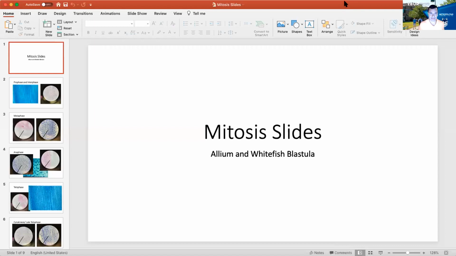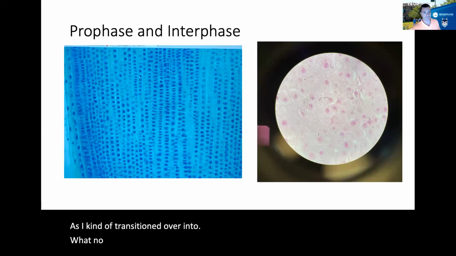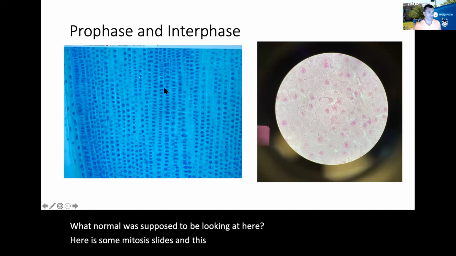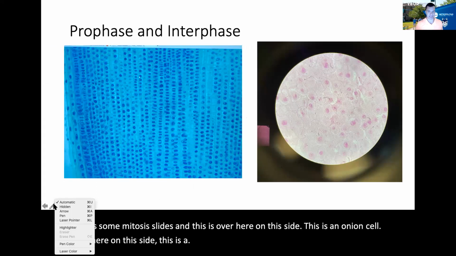So, can't see. There we go. Okay. So here, as I transition over into what in the world are we supposed to be looking at here, here are some mitosis slides. Over on this side, this is an onion cell. Over here on this side, this is a skin cheek scraping.